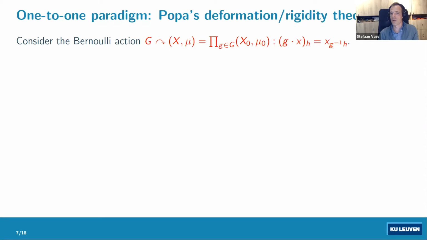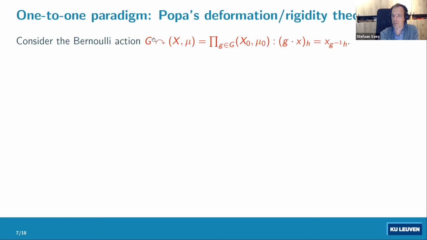And one of the very early results of this, developed by Sorin Popa in his so-called deformation rigidity theory, one of the most striking results to state in this context without too much technicalities, is by looking at group measure space II_1 factors that come from Bernoulli actions. So what is the Bernoulli action?